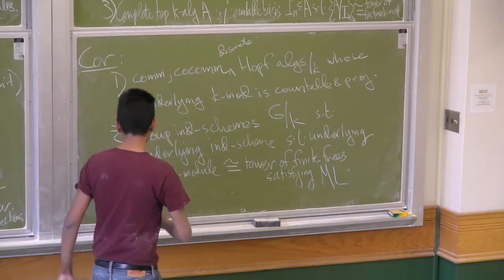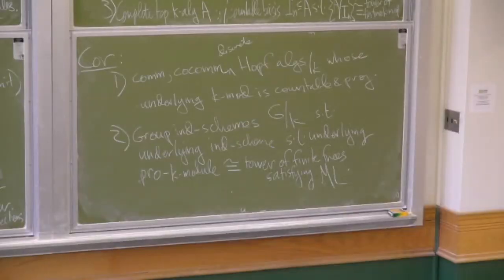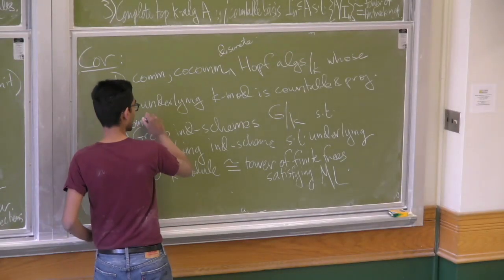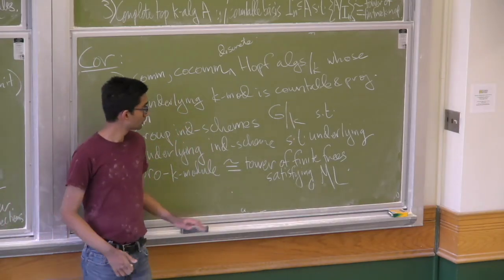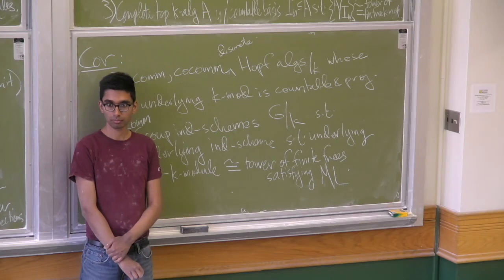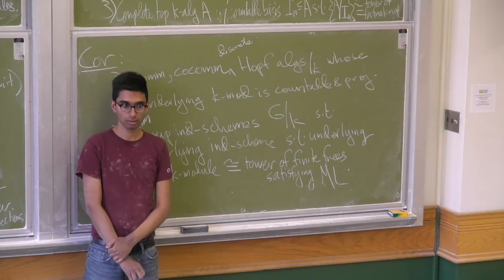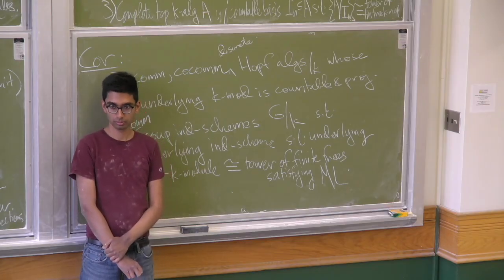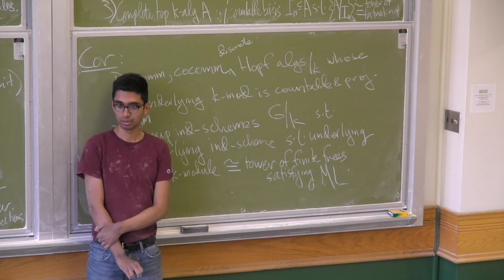Okay, and so then just the example, I'll stop. I'm sorry, Akil, but in the corollary, it should be commutative group ind-schemes. Thank you. Commutative. But just a moment. The Hopf algebras are required to be both commutative and cocommutative. But of course, there is a similar corollary for arbitrary ind-schemes if the Hopf algebras are not required to be.